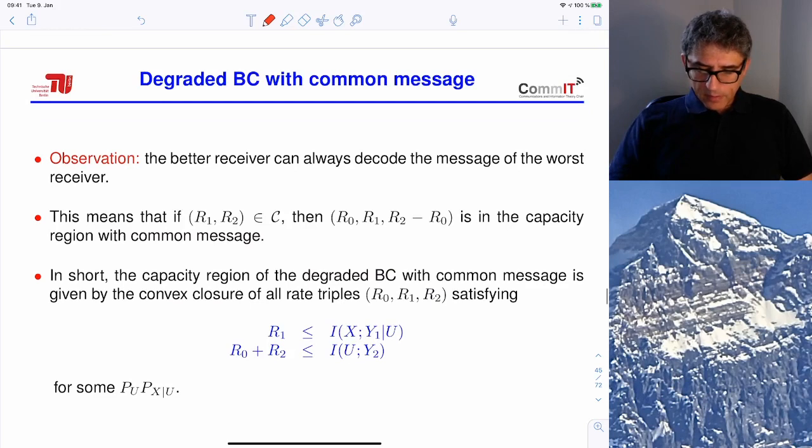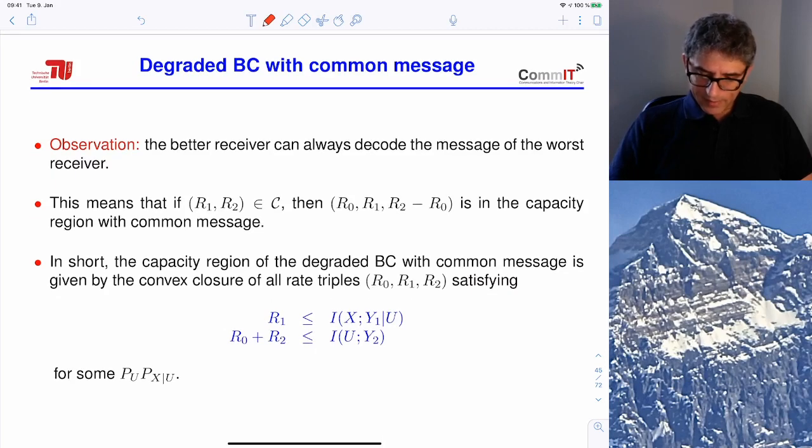So at the beginning, we have posed the problem in terms of two private messages and one common message. Then we have focused on the achievable region for the private message only by superposition coding. And now we can obtain, essentially for free as a byproduct, the capacity region for private and common messages for the degraded case.